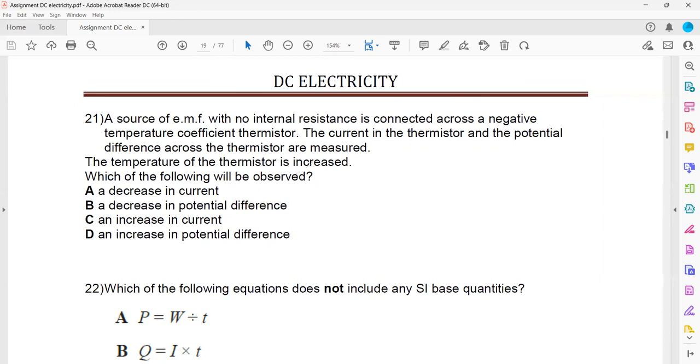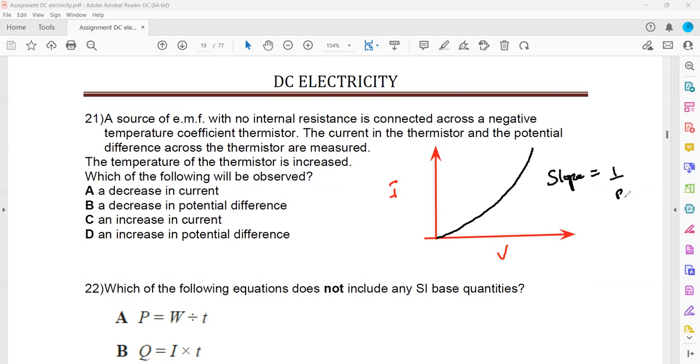So what will we observe if we plot a graph as we did previously? There was a question in which we had a negative temperature coefficient thermistor. When the temperature was increasing, the resistance of the thermistor was decreasing. This was the shape of the graph, whereas in this case, the slope is the reciprocal of the resistance. So if the slope is increasing, it means the resistance was decreasing.